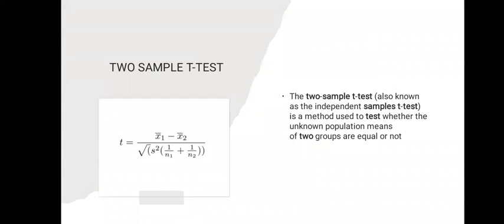What is a two-sample t-test? A two-sample t-test, also known as an independent samples t-test, is a method used to test whether the unknown population means of two groups are equal or not. The formula we use in this case is t equals x bar 1 minus x bar 2 divided by the square root of 1 over n1 plus 1 over n2, where n1 is the total number of sample 1 and n2 for the total number of sample 2.